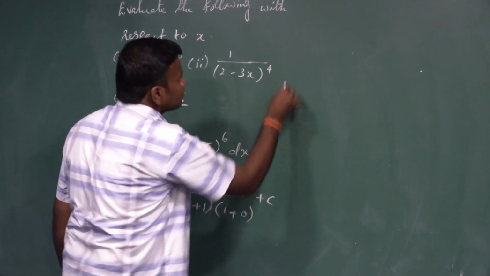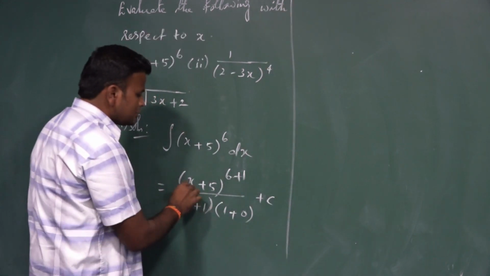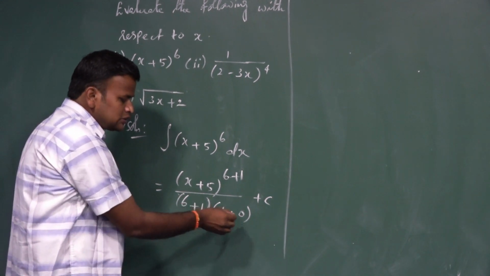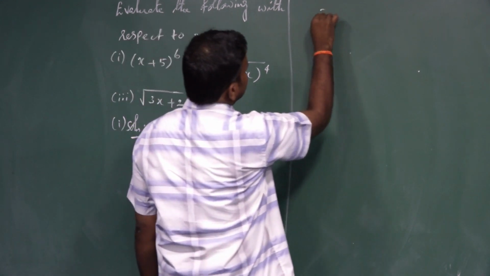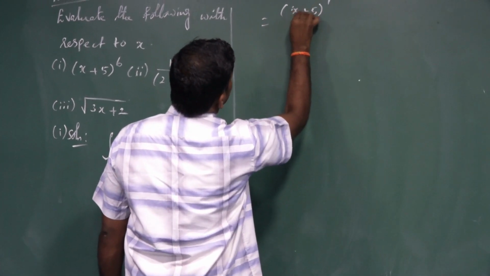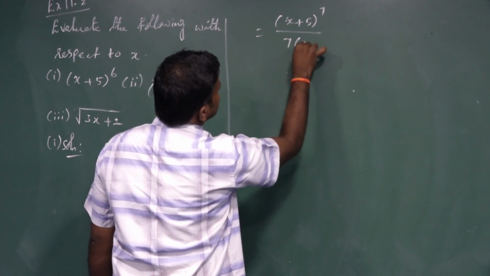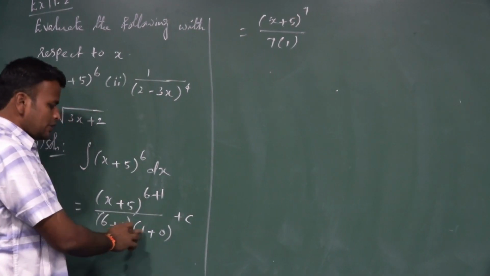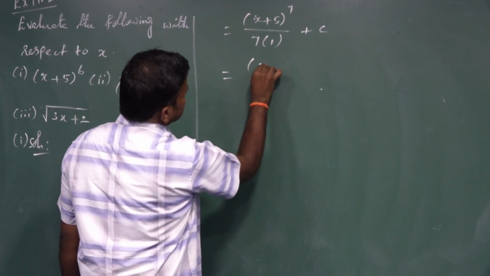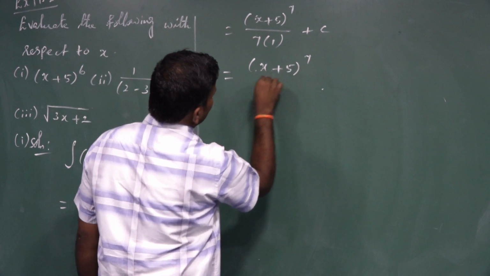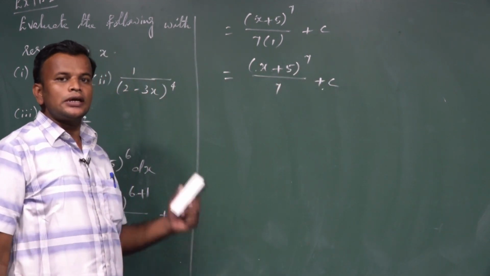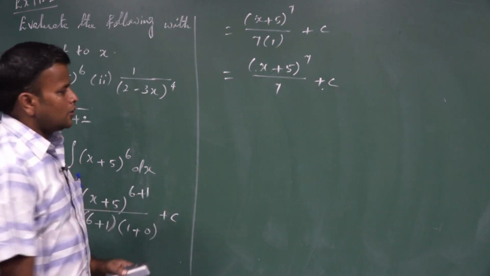So the answer is x plus 5 whole power 6 plus 1, which is 7, divided by 6 plus 1, which is 7, into 1. So x plus 5 whole power 7 divided by 7 into 1 plus c. So the answer is x plus 5 whole power 7 divided by 7 plus c. This is the integration value of the first one. Now we see the second one.